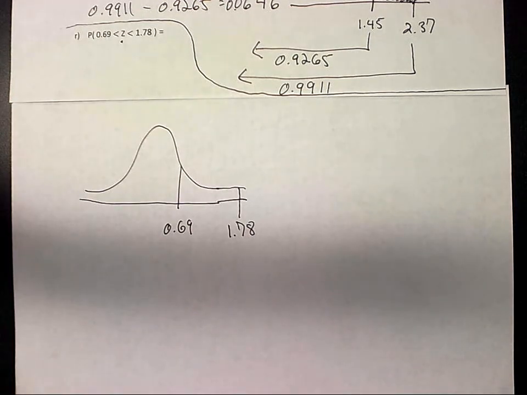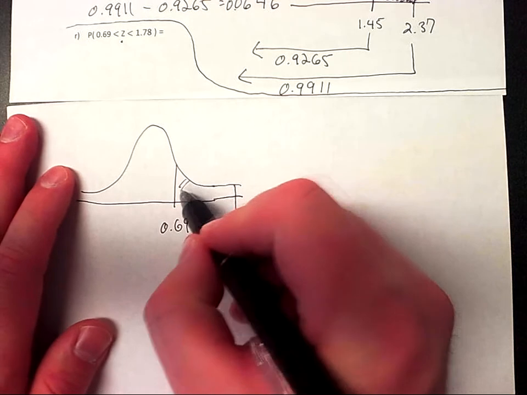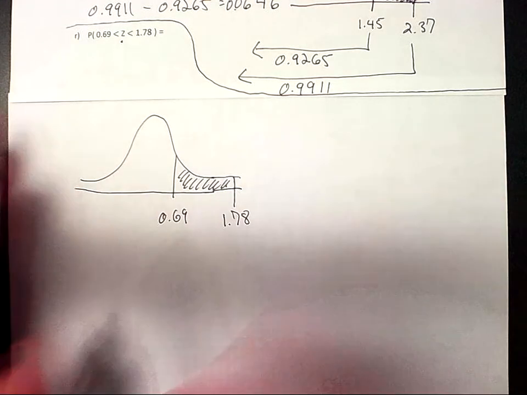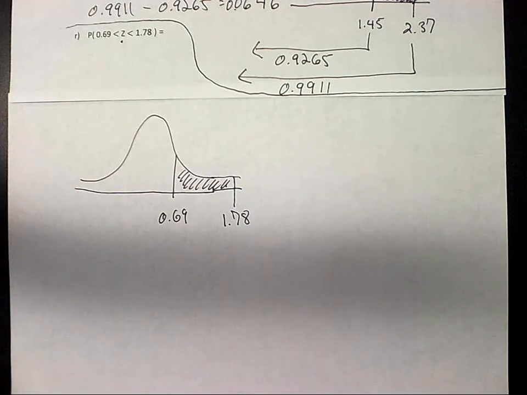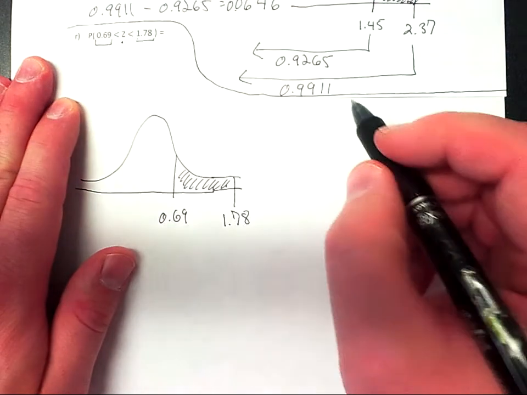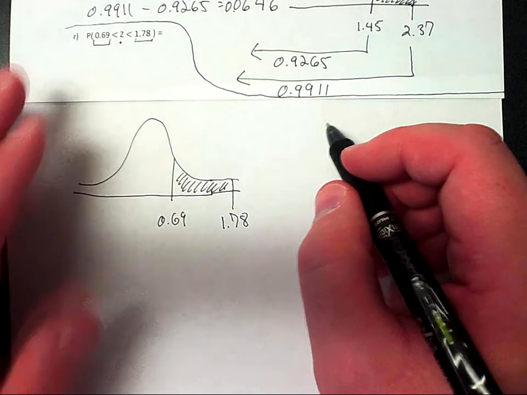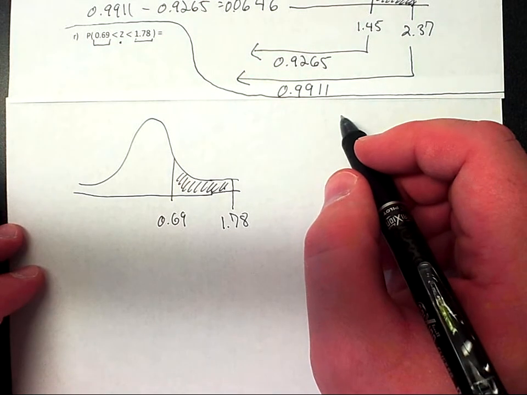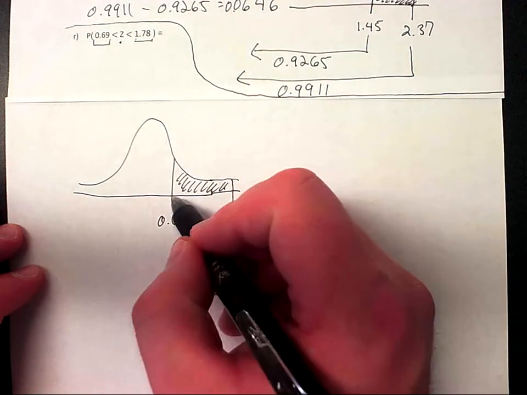They're z values. Now we want to be greater than 0.69 but less than 1.78. So where are we going to shade on this graph? In between them. So the next step is, now that we recorded these two values, we're going to look them up in our table. If you look up 0.69, what percentage do you get?